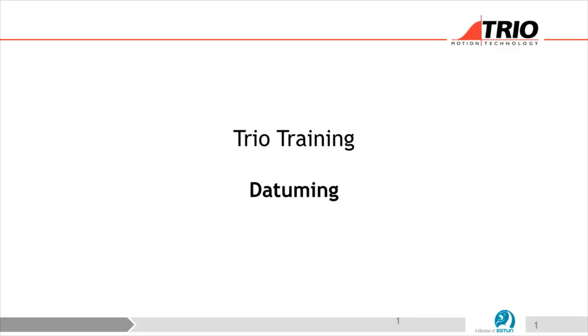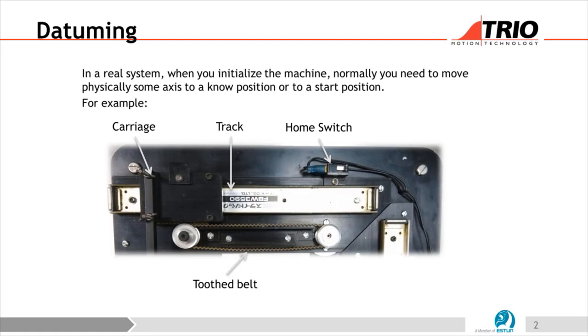So now in this chapter we'll be looking at the datuming command. If you have a real system, a servo system, you probably don't know where its zero position is. The datum command actually makes it home, starting from zero, and then you can calculate the position. When you initialize the machine, you need to know where the axis physically is.